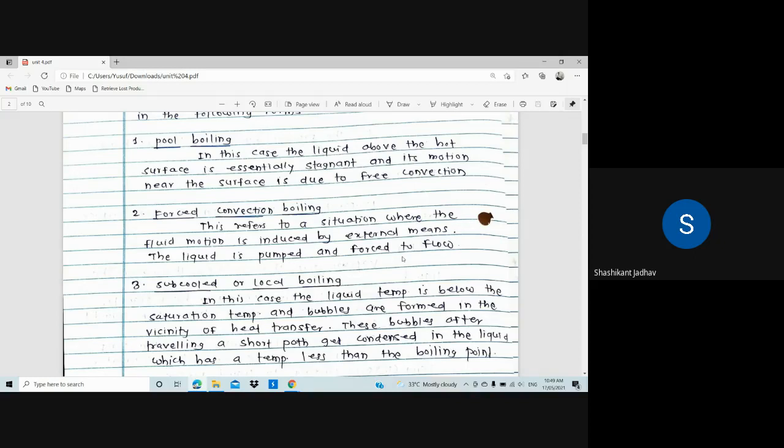Then write down the second form, forced convection boiling. Write down forced convection boiling.